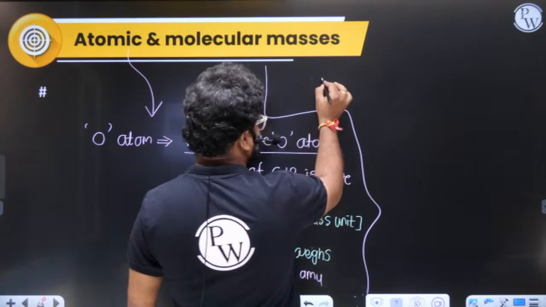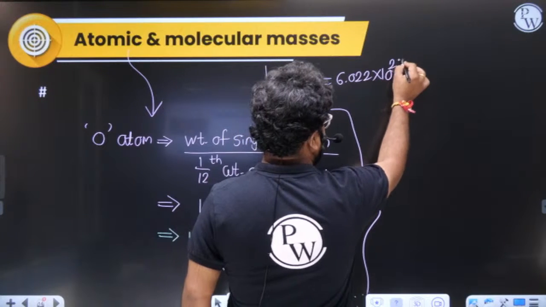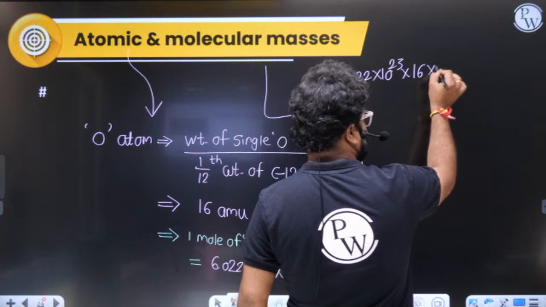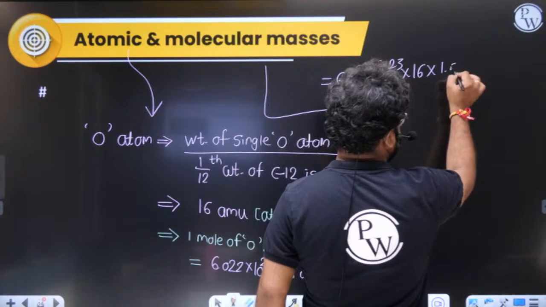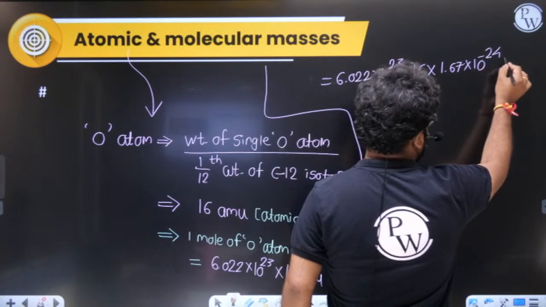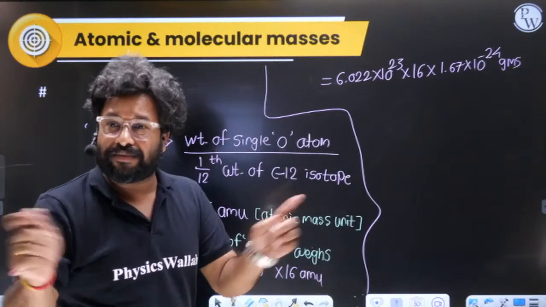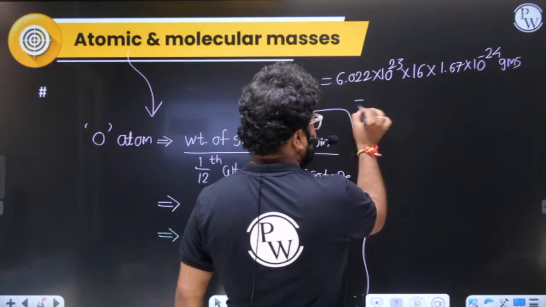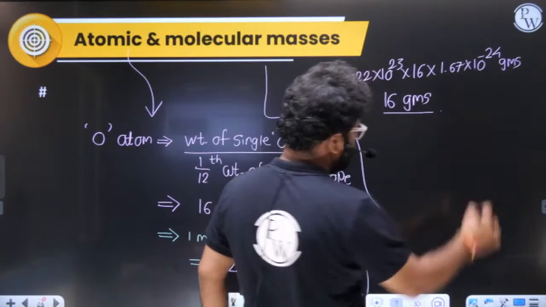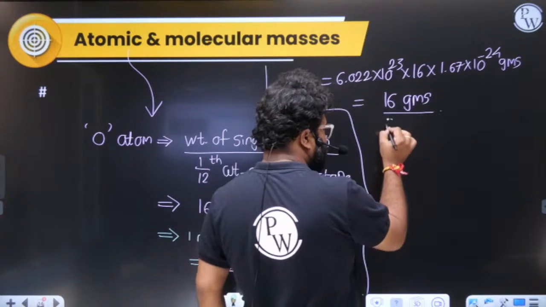So let's convert this 6.022 × 10^23 into 16 AMU. AMU is 1.67 something multiplied by 10^-24 grams. Okay? And if you multiply all of them, it comes out to be 16 grams. And that's how you take the gram atomic mass of oxygen as 16.